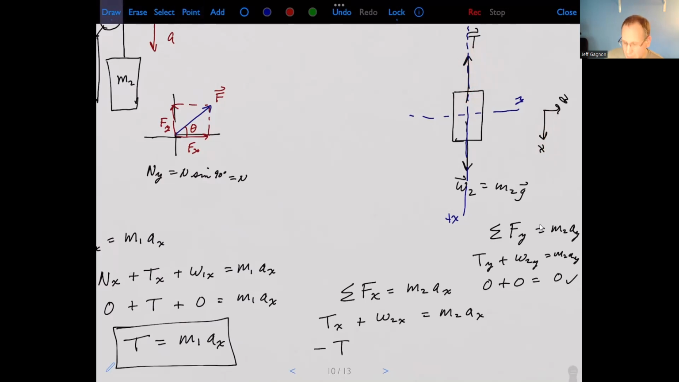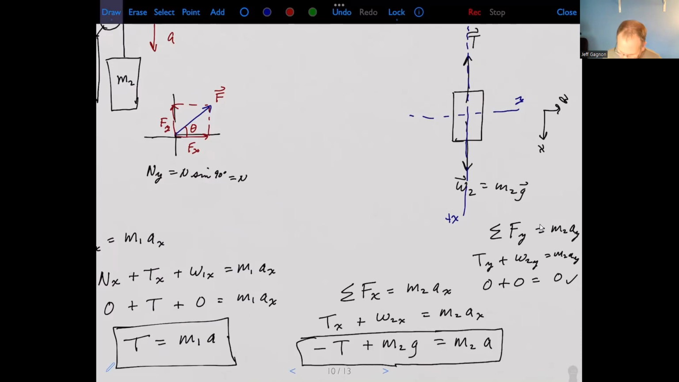And then what about the weight? How much of the weight is acting in the x direction? All of it is, and it's positive because it's acting downward. So this is going to be plus m2g. And that's got to equal m2 ax. I'm just going to call it A. Same thing over here, let me just call this A. So T equals m1a. And our second equation here is going to be minus T plus m2g is equal to m2a.